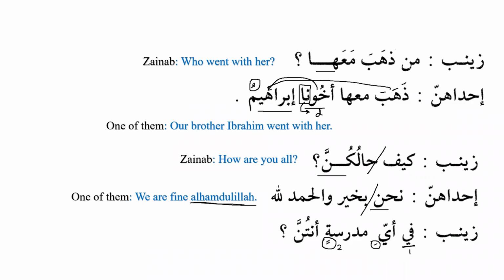How do we know it is mudaf ilayh? Because we have learned in the previous lesson that ayyu is used as a special mudaf. Ba'du and ayyu, they are used as special mudaf. That's why madrasatin is mudaf ilayh, and antunna, you all, ladies. So Zainab says, in which school are you in?